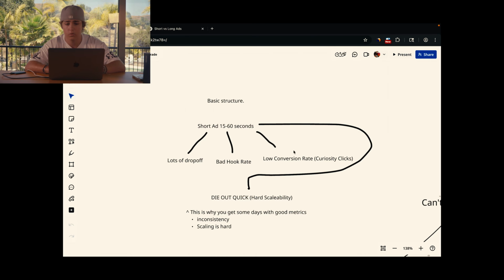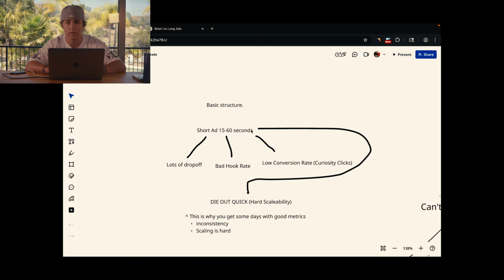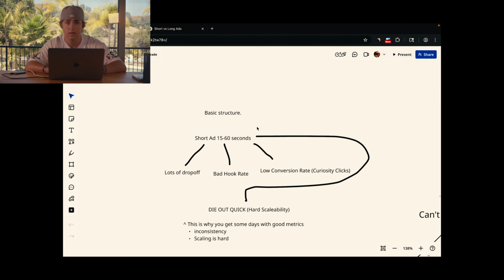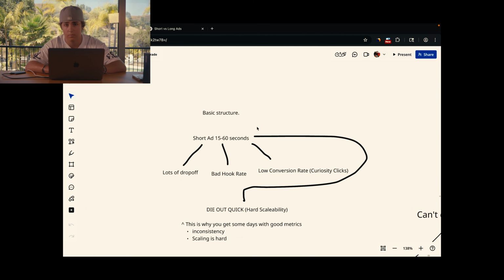All right, in this video, I'm going to show you guys exactly how to print money with Facebook ads. So I want to go straight into it and talk about the basic structure that you guys are used to. So these are usually short 15 to 60 second ads, and you're usually running ripped content, or you may even be starting to get into scripting where you use AI to script.